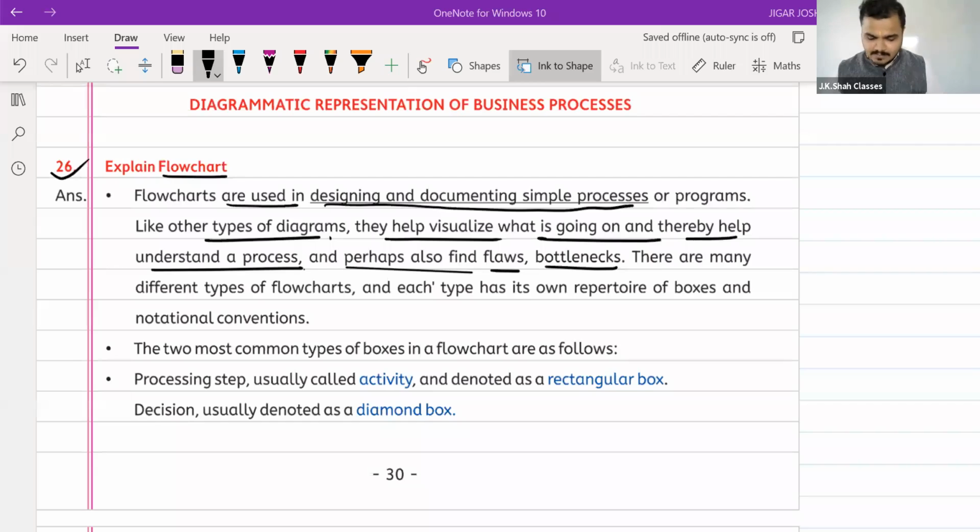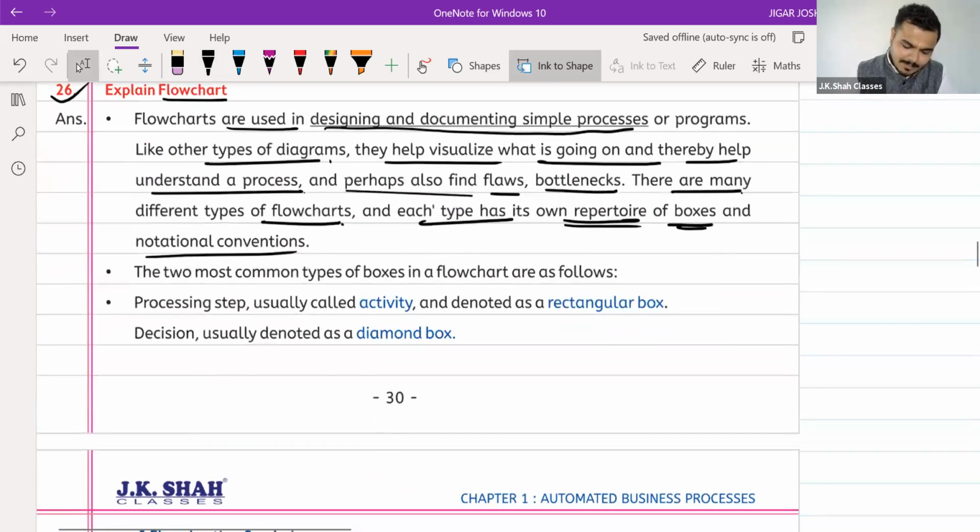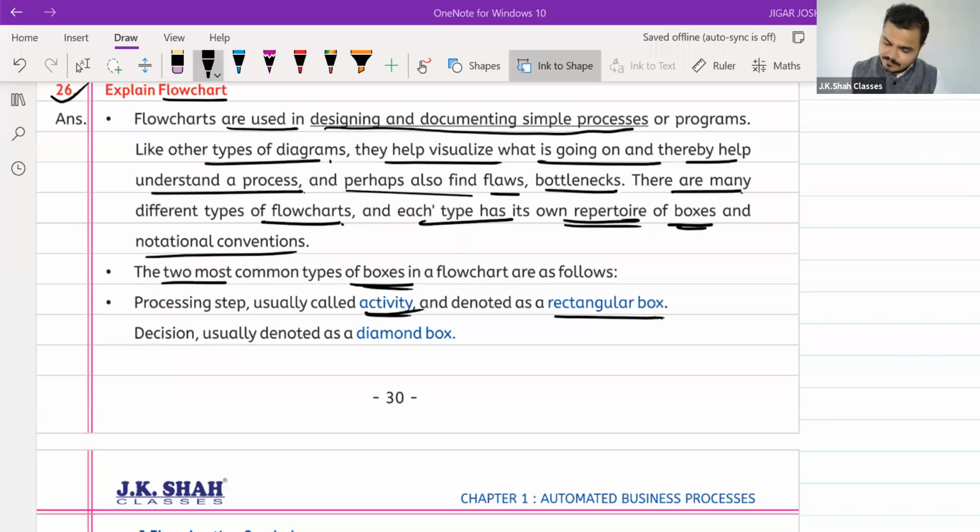Understood? Yes, sir. There are many different types of flowcharts, and each type has its own representation of boxes and notational conventions. They are noted in a different way, designed in a different way, and presented in a different way. Understood? Yes. The two most common types of boxes that we use in a flowchart: first is the activity box, that is something we process, for which we use the rectangular box. And the second one is the decision box, people, which is generally denoted by using what, my dear chartereds? Sir, diamond box. Understood? Yes, sir.